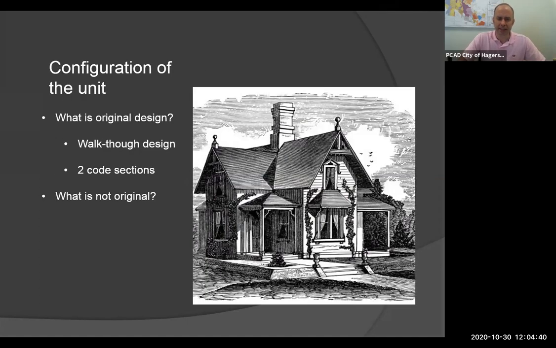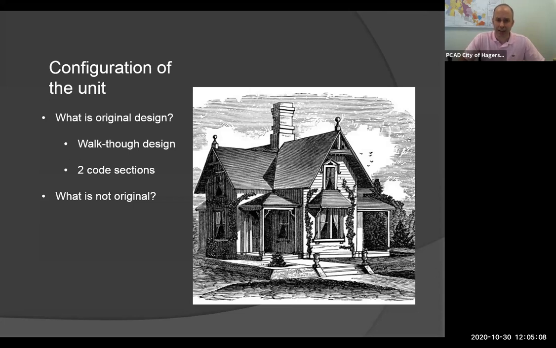Now we'll get a little into the configuration of a unit. There are 2 provisions that we need to talk about regarding original design, because we have a lot of walkthrough types of scenarios. There are 2 code sections that could potentially exclude rooms from being considered habitable space for bedroom purposes. The first one that I'll go over is the access to a bedroom.